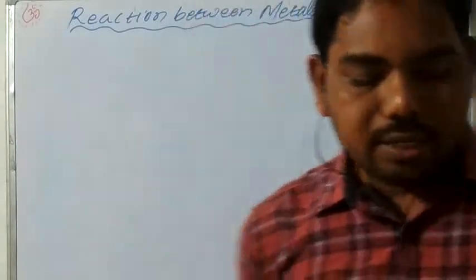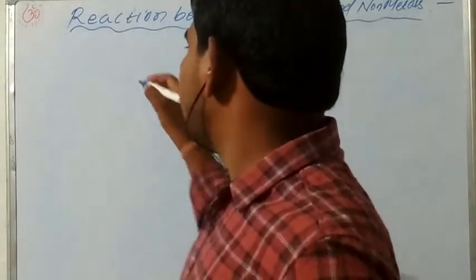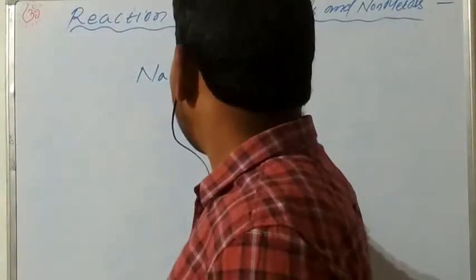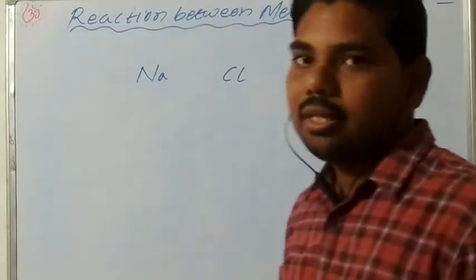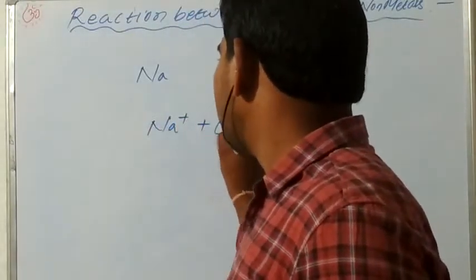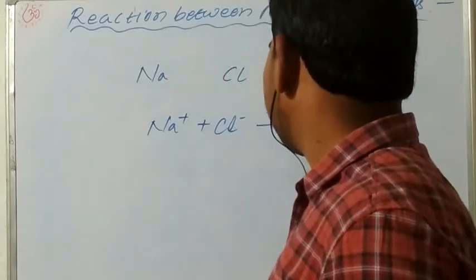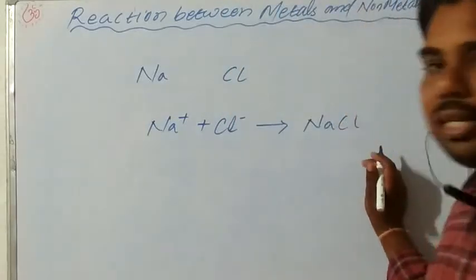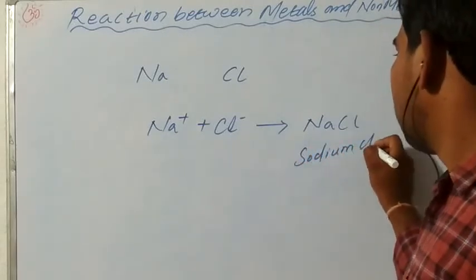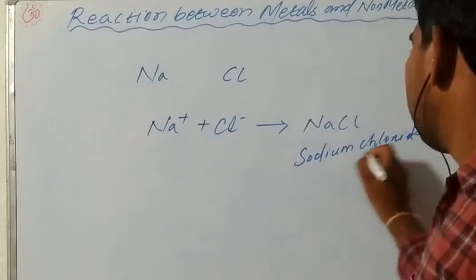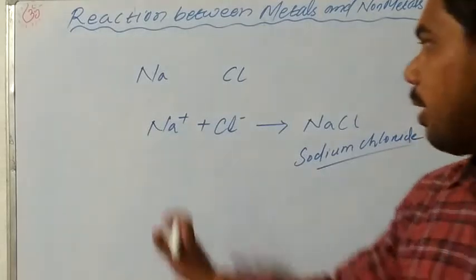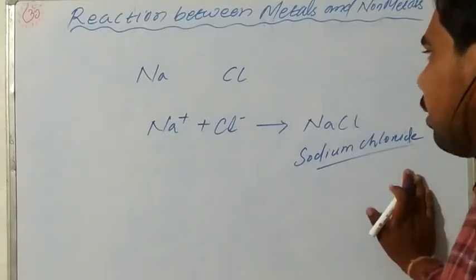We discuss one metal, sodium, Na. This is a metal. One non-metal, this is chlorine, Cl. We know that sodium ions, Na plus, and chloride ions, Cl minus, combine to form NaCl. NaCl is a compound, sodium chloride. So metals and non-metals combine to form compounds.